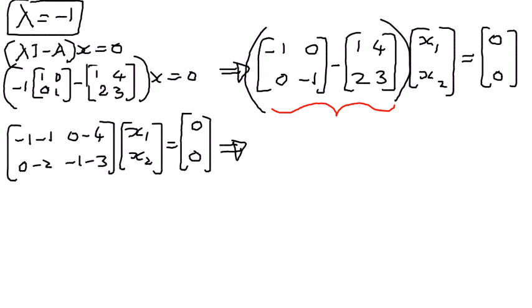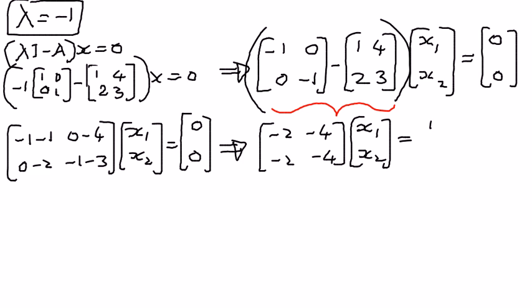I can simplify this: negative 1 minus 1 is negative 2, 0 minus 4 is minus 4, 0 minus 2 is minus 2, negative 1 minus 3 is minus 4. So that is the matrix it simplifies to, and we have a vector x1, x2, and a 0 vector which is 0, 0. And now if I look at this equation, I have negative 2x1 minus 4x2 is equal to 0.